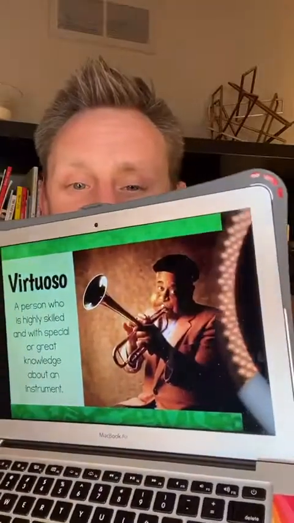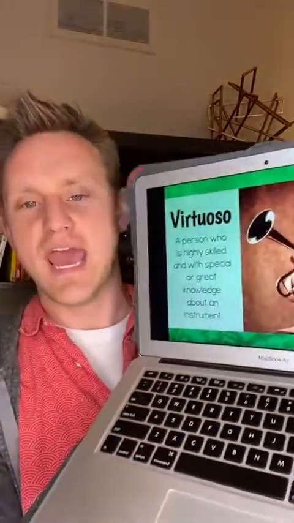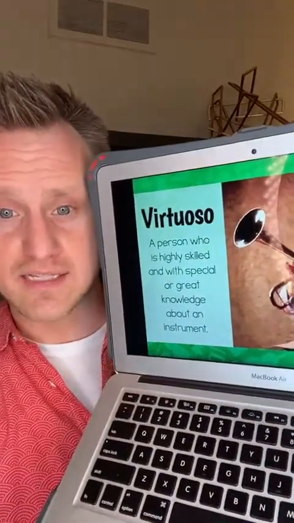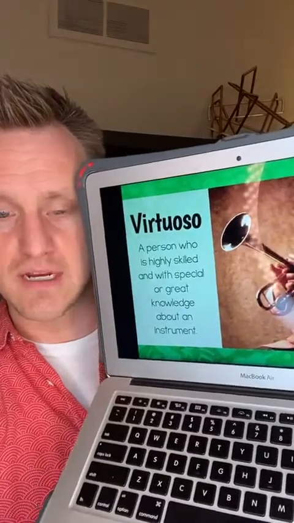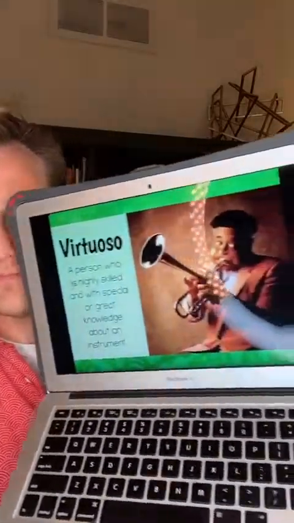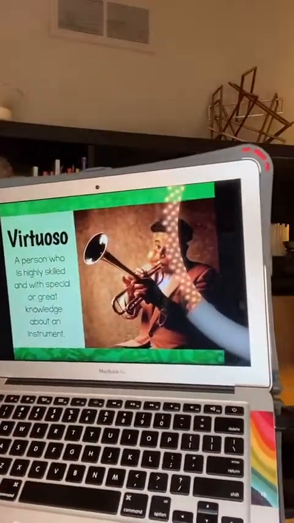So we talk about how he's known for playing the trumpet. I always have a special word for that musician. The word for Dizzy Gillespie is virtuoso. We talk about that's a person who's highly skilled and has special or great knowledge about an instrument. Sorry, I'm trying to figure out how to move it so y'all can see it. Again, it's just a picture of Dizzy Gillespie. We talk about what a virtuoso is.